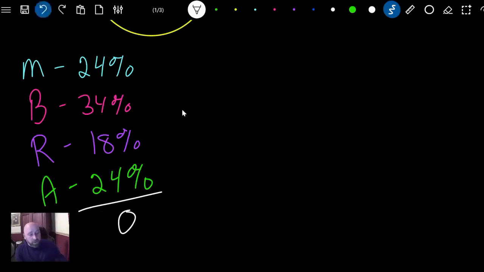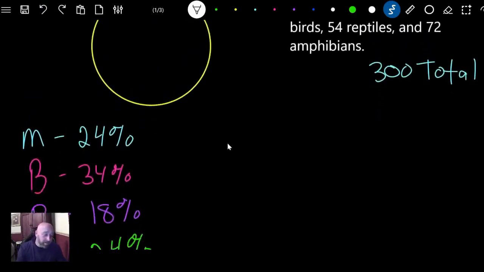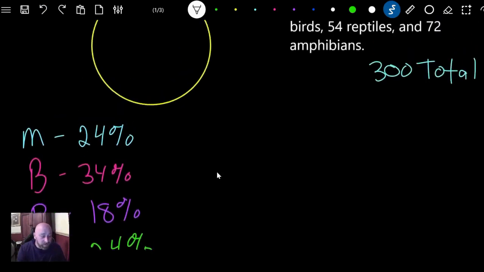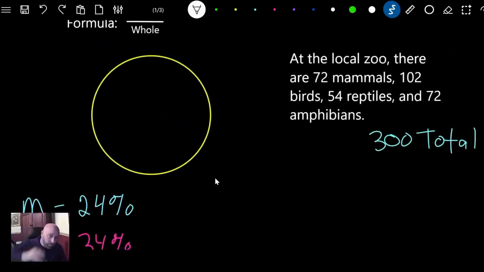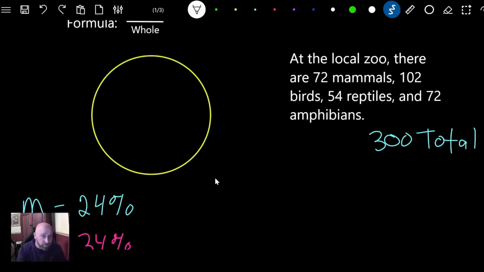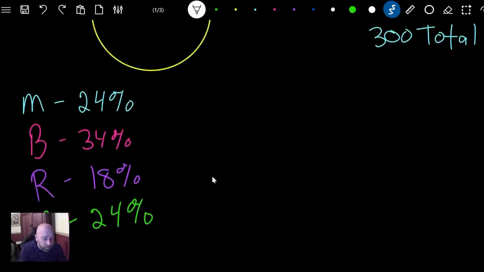Now, the question is, how do I get 100% of these numbers into the circle? How do I put those all into my circle? Well, if you remember something about the circle, 100% of the circle is 360 degrees. So what you're going to do is multiply each one of these by 360.